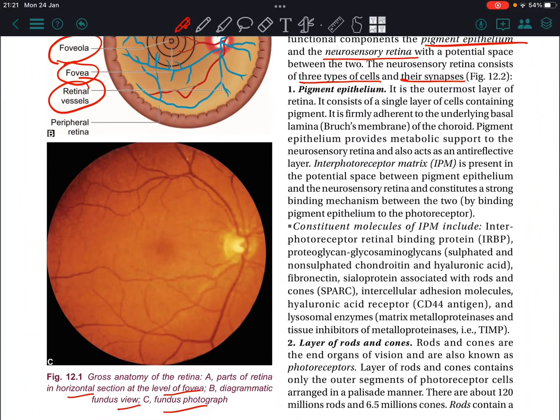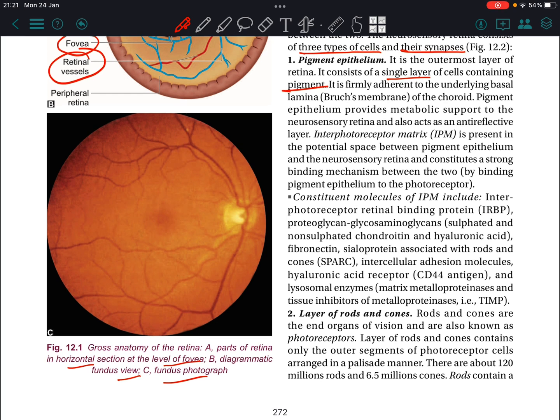Pigment epithelium is the outermost layer of retina. It consists of a single layer of cells containing pigment. It is firmly adherent to the underlying basal lamina, Bruch's membrane of the choroid. Pigment epithelium provides metabolic support to the neurosensory retina and also acts as an anti-reflective layer.